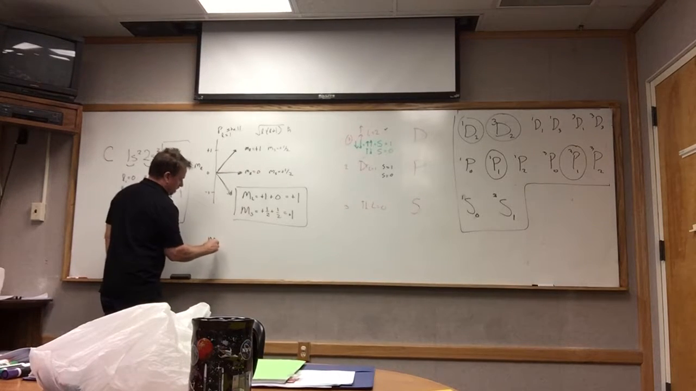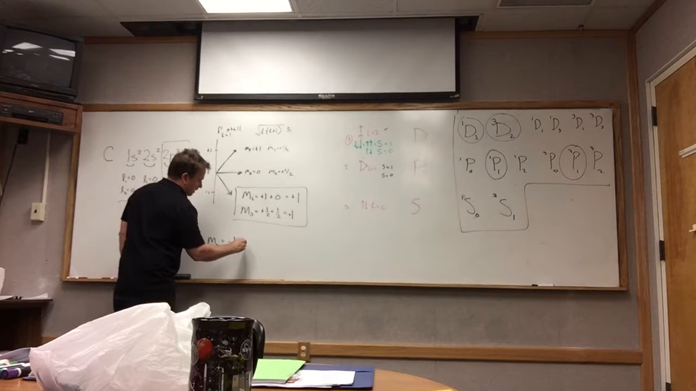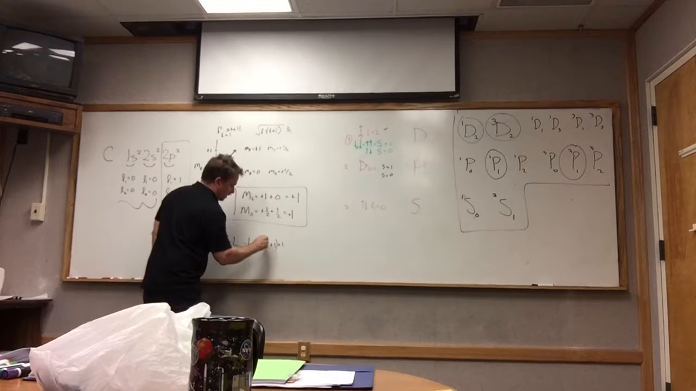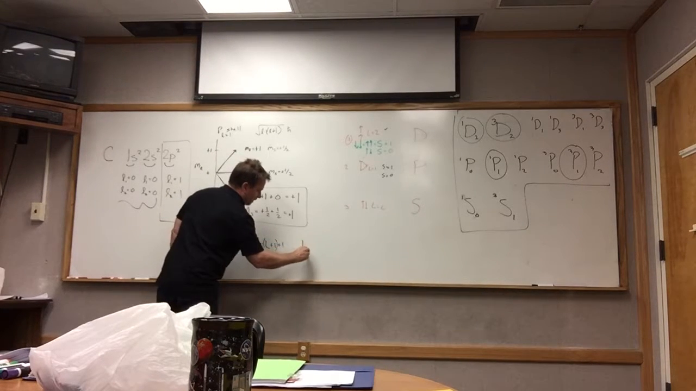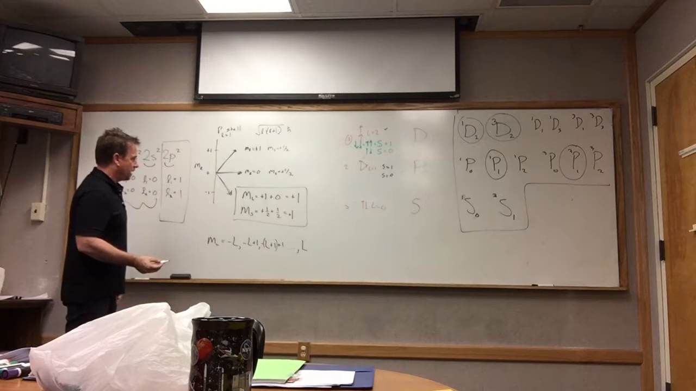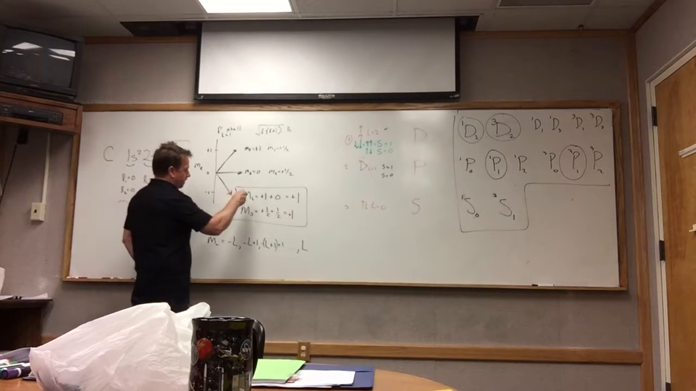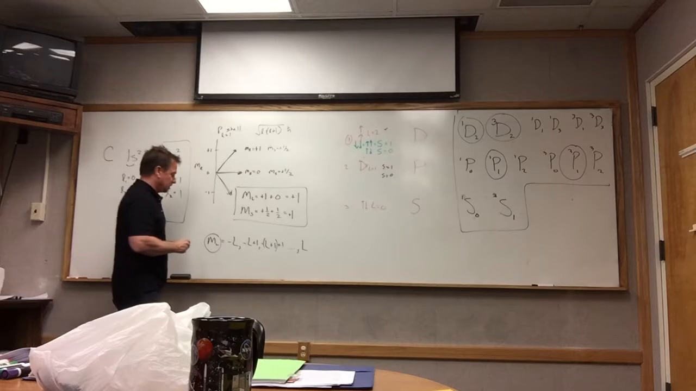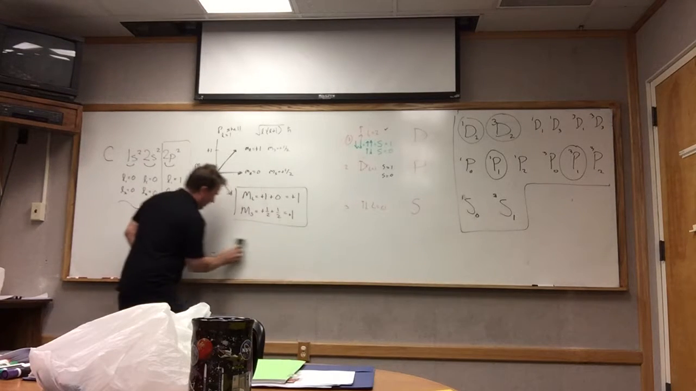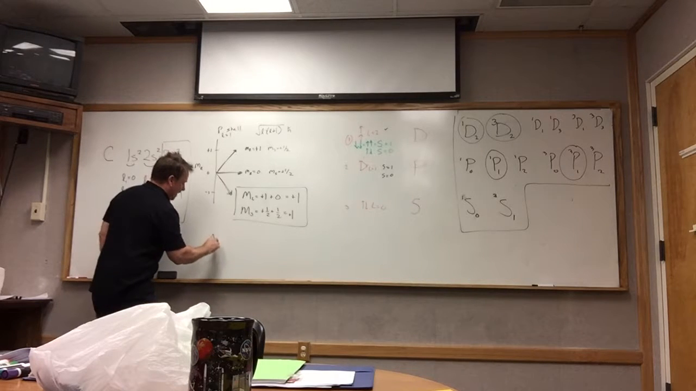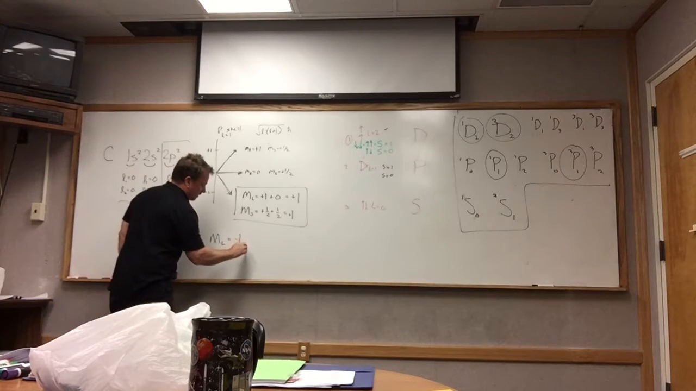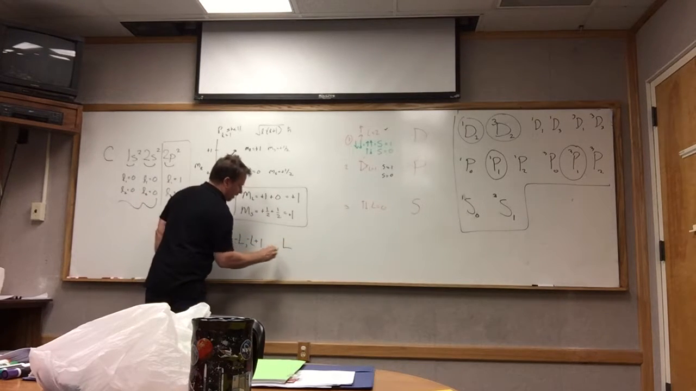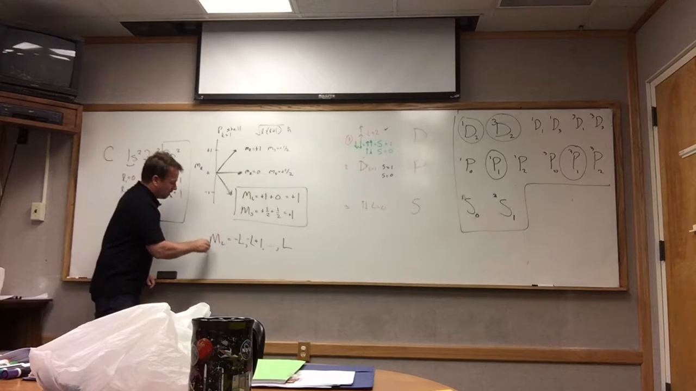M sub L can equal minus L, minus L plus 1, and so on, up to L. So basically, to get the maximum L, we need the maximum M sub L. Oh God, I did that so wrong. I hope you weren't writing that down. Erase that. M sub L can be minus L to minus L plus 1, dot dot dot, to L.